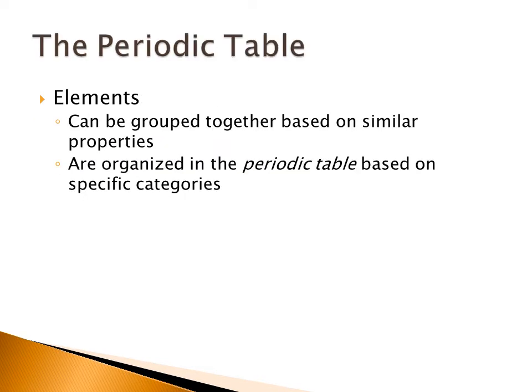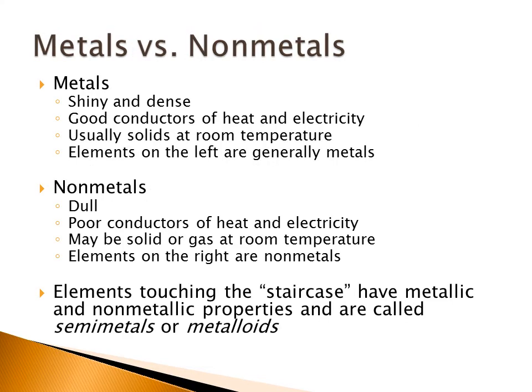If we arrange the elements based on similar properties and groupings, we end up with what we call the periodic table. And the periodic table helps us predict different ways that different elements will behave. Everything is organized based on specific categories, and it's important that you understand the organization on the periodic table. You will never have to memorize the periodic table, but you do have to understand how things are arranged and what that means for the elements that you're asked to describe.